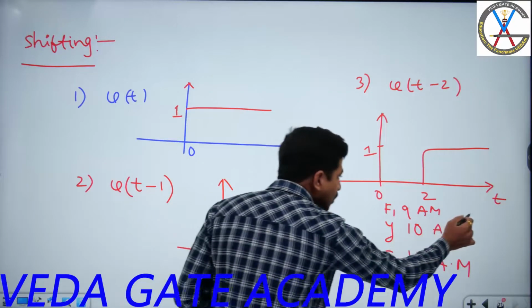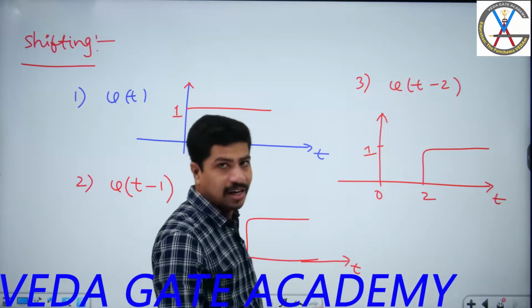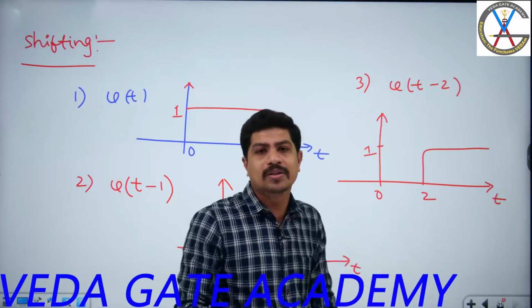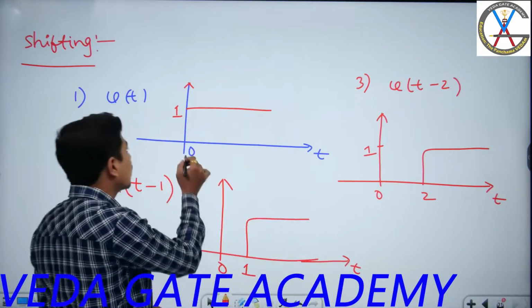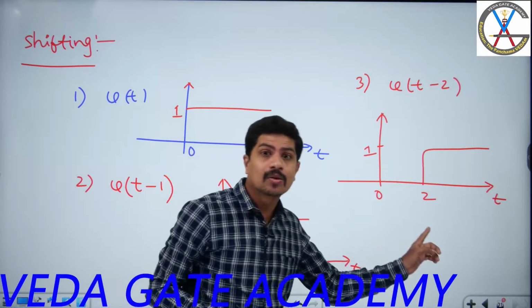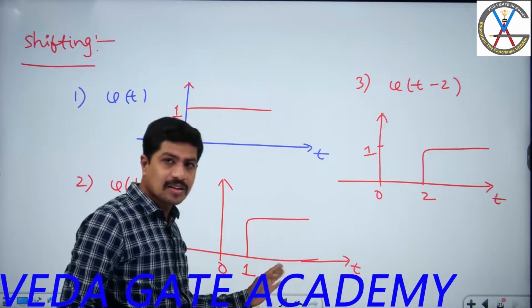Especially electrical students are having a lot of confusion with respect to time shifting, advance and delay. They will feel that the more the value, the more advanced. No. This signal is starting at t is equal to 0, and this is starting at t is equal to 1. When compared, this one is more delayed and that one is less delayed.